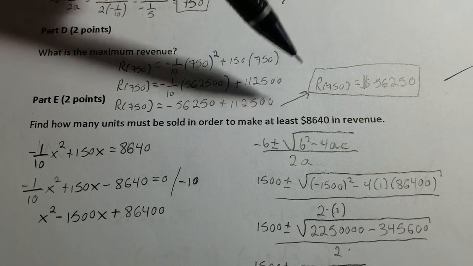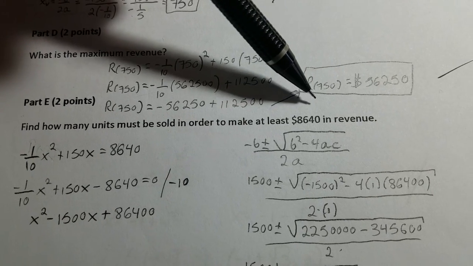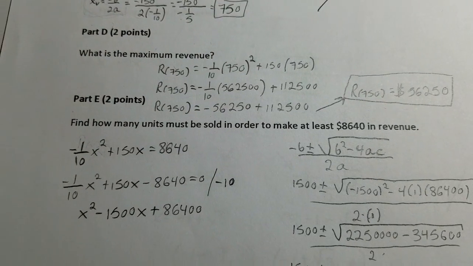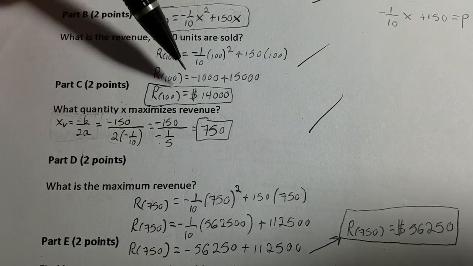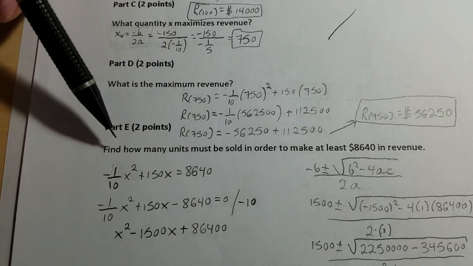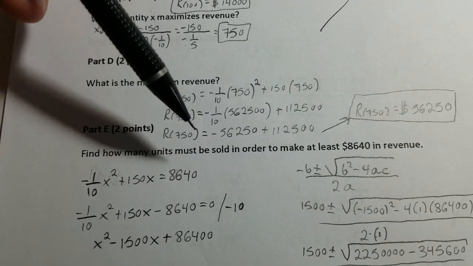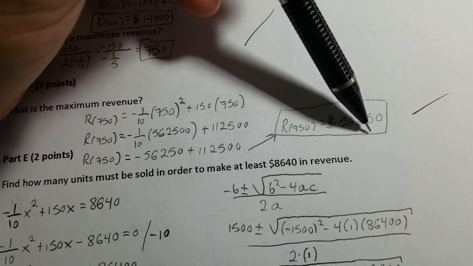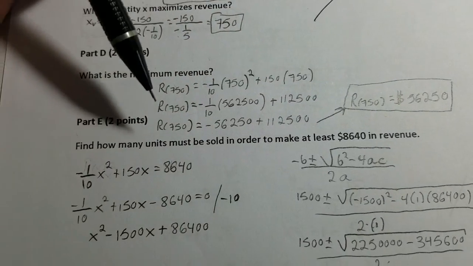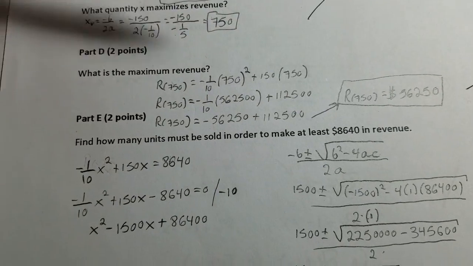And now for the final part E, it says find how many units must be sold in order to make at least $8,640 in revenue. Again, all you have to do is go back to the formula you just found here, the same formula, and now you have to rewrite it, but it's going to be equal to, instead of the number you just found, the number they are giving to you, the one that you were given.